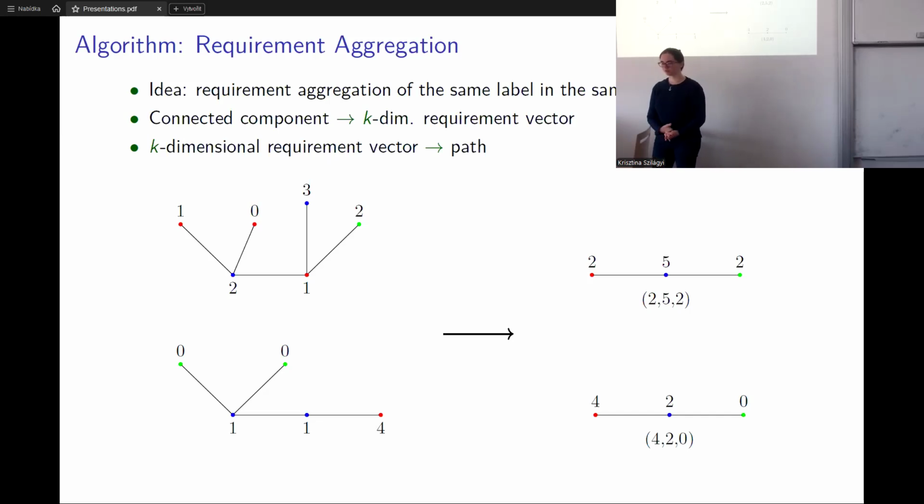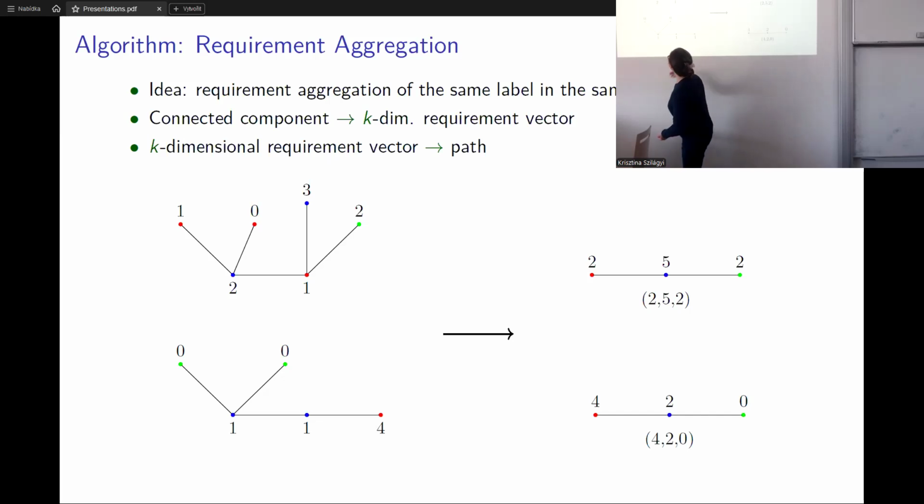So basically what we can do is, for each connected component of our partial solution, we can somehow simplify it. We don't really care how this component looks on the inside. The only thing that we care about is remembering to which label how many degrees I need to add, how many neighbors I need to add to each label.